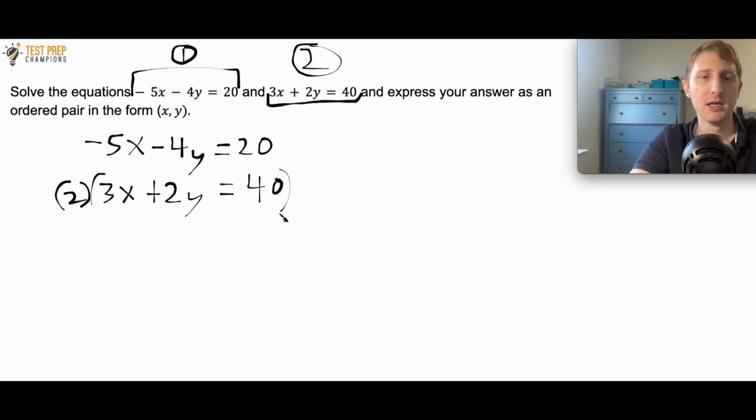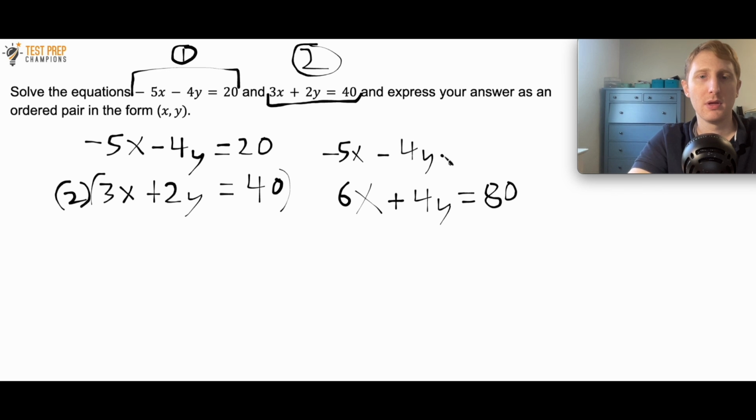So again, what I'm going to do is start by multiplying everything in the second equation by 2. So 2 times 3x is 6x, and 2 times 2y is 4y, and 40 times 2 is 80. Okay, and so I'm just going to take this negative 5x minus 4y equals 20, and just leave it exactly as it is.